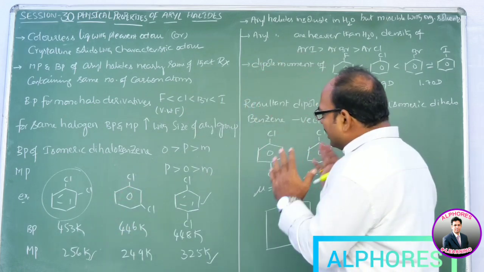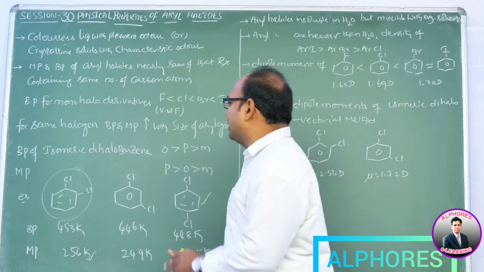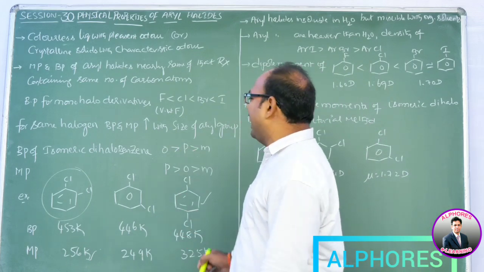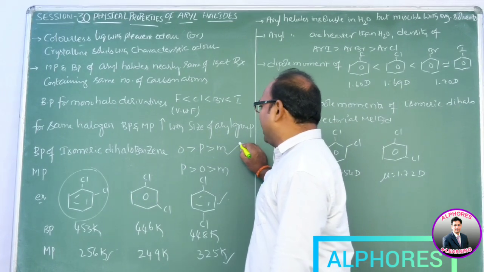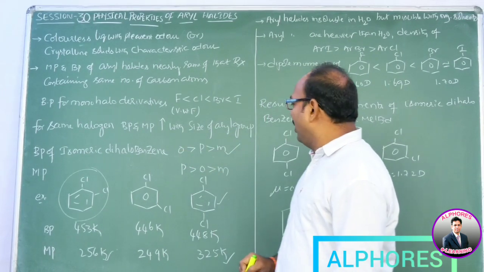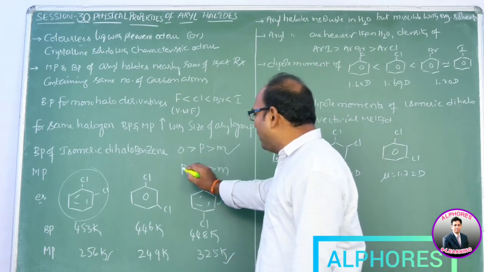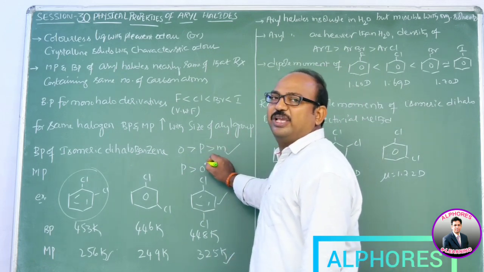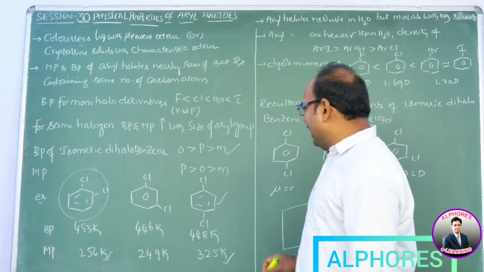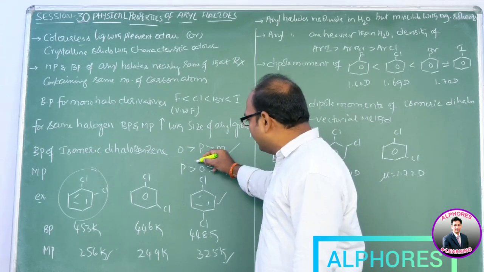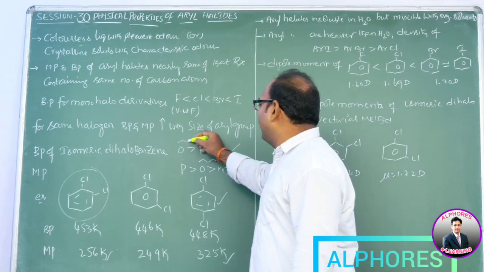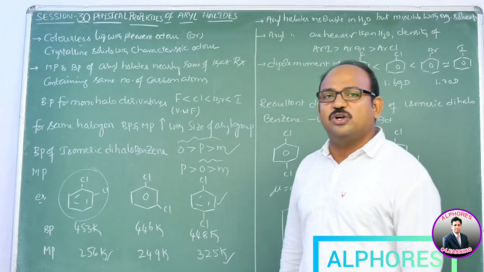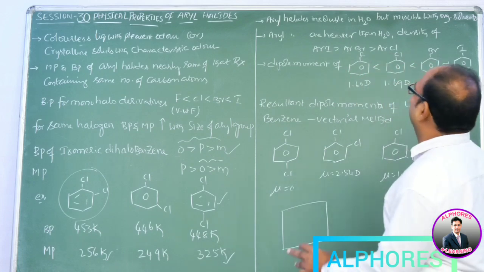Now, the melting point and boiling point order for the same isomeric dihalobenzenes: in boiling point, ortho is greater than meta, and para is greater than meta, whereas in melting point, para is more than ortho, and ortho is more than meta. Here the difference from ortho to meta is very small, and the difference among all three is also very small. Let's come to the next point.